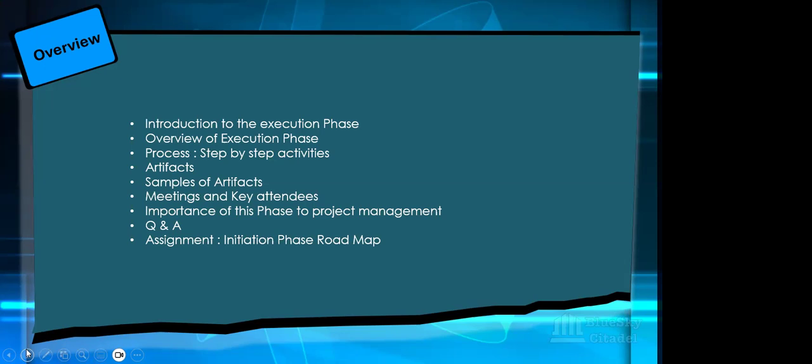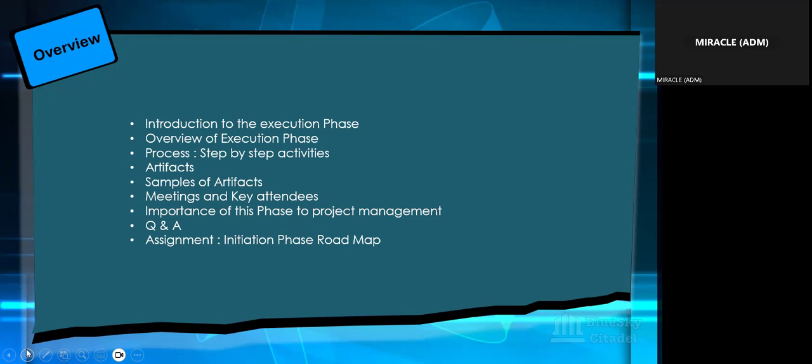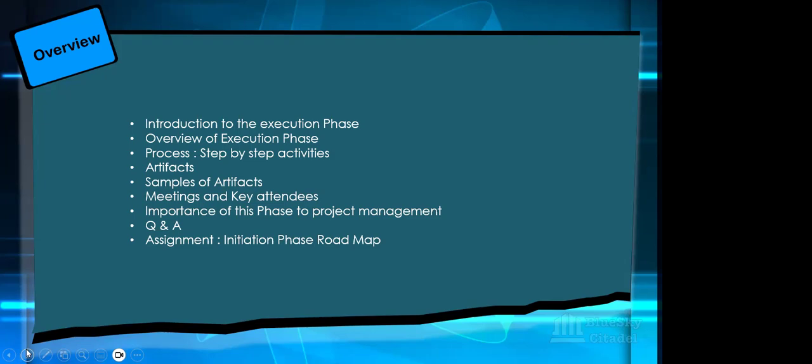And again, referring back to waterfall versus agile, we'll look at the different artifacts. I'll show you some examples of artifacts that you will see, and we'll discuss in a little bit more detail the different meetings and who the key people are that you would expect to attend these meetings. And then lastly, just to reiterate the importance of this phase in project management. Then I'll open up for some questions and answers. And then I will set you an assignment going back to something we discussed in the initiation phase.